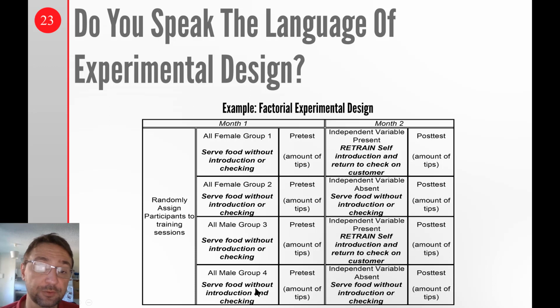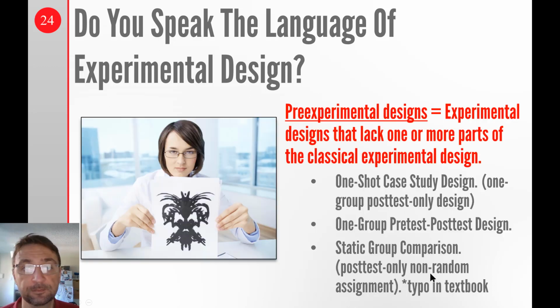So they start off without food and checking. We have a male and a female group, and then we are measuring the levels of when we actually retrain half of them to actually do the return and check on the customer, and we measure the tips. We'll deal with more with that later. You can also Google it or read more in the textbook about main and interaction effects.